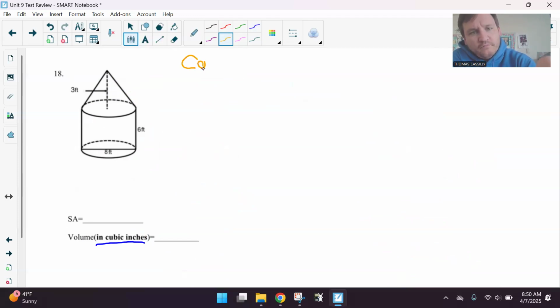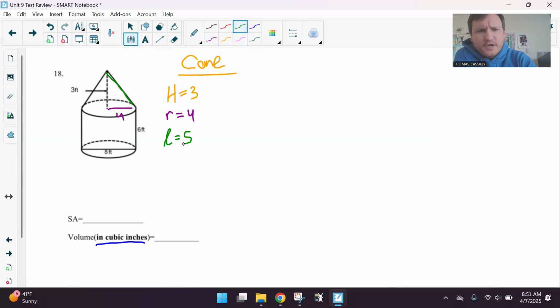So let's start with the cone. We know the height is 3. If I look at the radius here, that's a 4, so I'm going to throw that in there. And then the slant height, this guy right here, that's another Pythagorean triple. So we know L equals 5. I'm not going to go through all of that. All right, so we know the surface area of a cone is going to be pi r L.